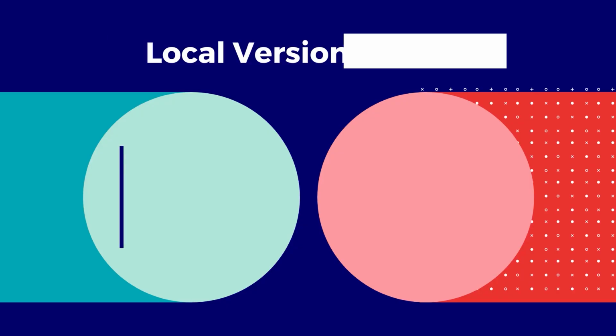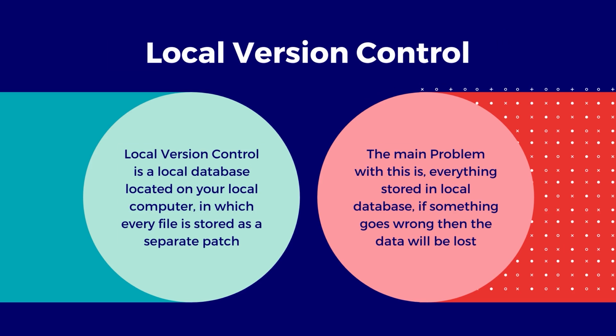Now, let us go through the types one by one in brief. Starting with local version control. Local version control is a local database located on your local computer, in which every file is stored as a separate patch. Everything seems fine, but the main problem with this is that everything is stored in the local database. If something goes wrong, then the data will be lost.